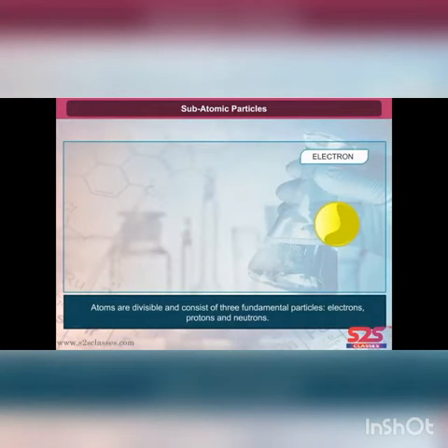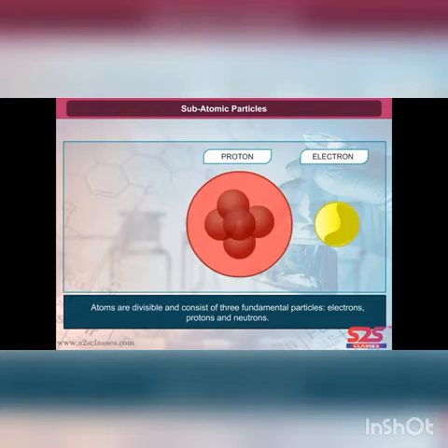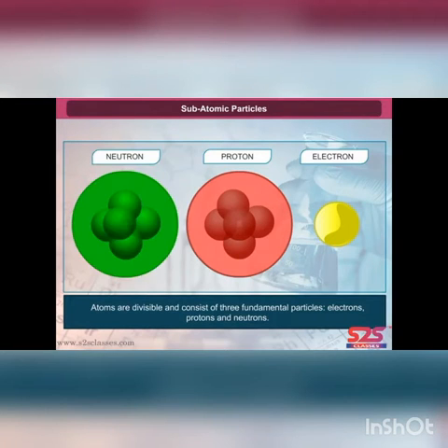Towards the end of the 19th century, it was proved experimentally that atoms are divisible and consist of three fundamental particles: electrons, protons and neutrons. Let us discuss the discovery and properties of these particles in detail.